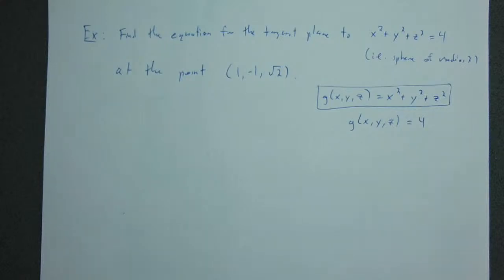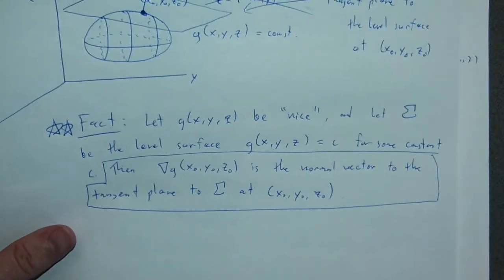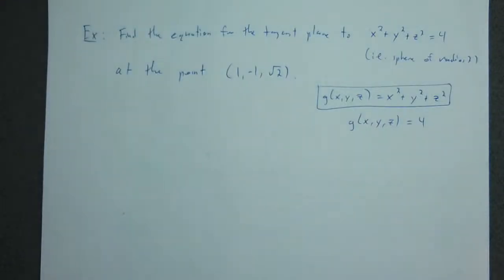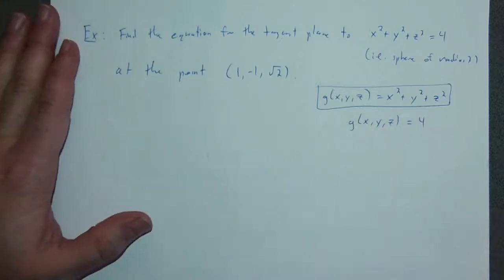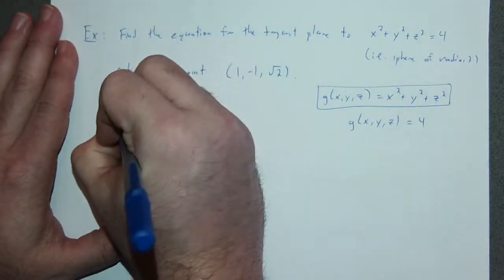So the main thing that I have is that the gradient of g at a point is the normal vector to the tangent plane. I already have the point in question, so all I need is a normal vector to be able to write this tangent plane. So I compute the gradient of g. So what is the gradient vector of g?